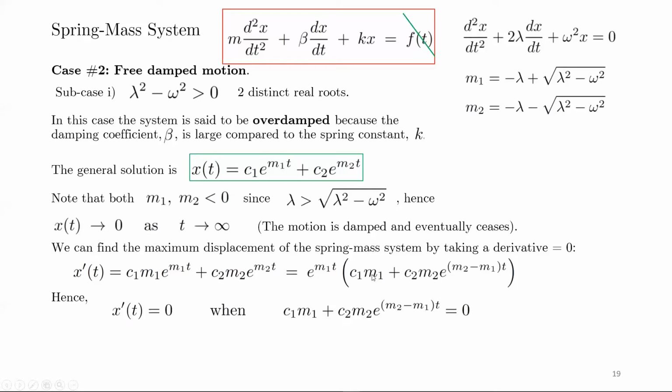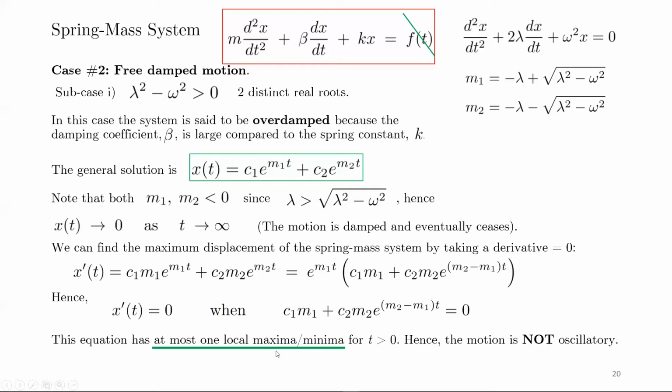But this derivative of x with respect to t is equal to 0 when this bracketed term is equal to 0. Okay. So we don't know exactly what time that's going to be, but we know that that can only happen in only one location. This equation has at most one local maxima or minima for positive time.